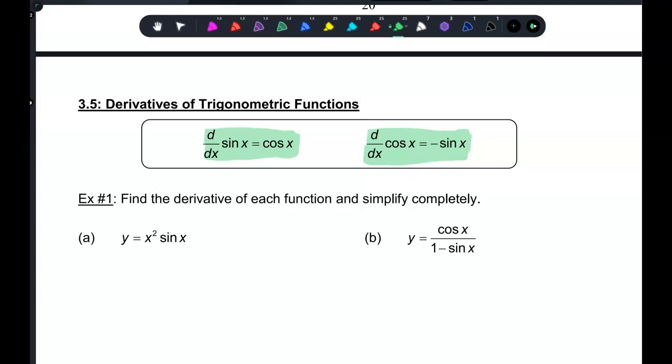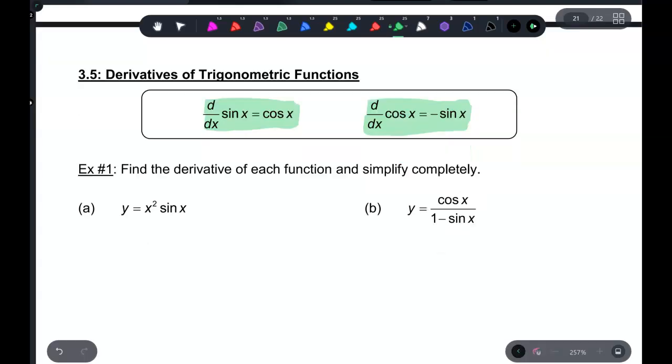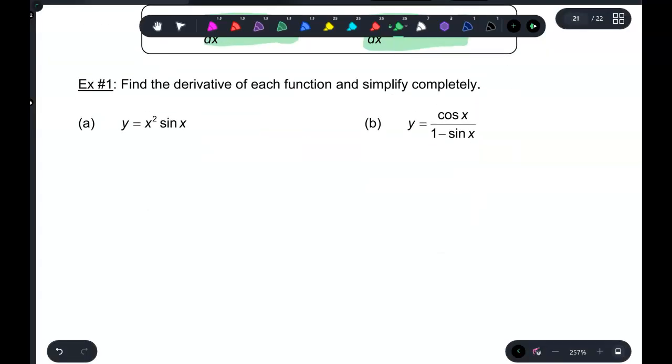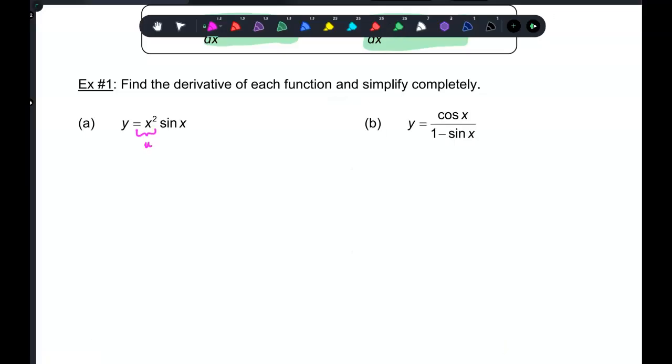Let's take a look at the derivative of each of these functions. So the first one, I'm going to have to do a product rule. So I have my u times v, right? So remember it's u prime v plus v prime u. Again, it doesn't really matter. You can switch those around, commutative property.